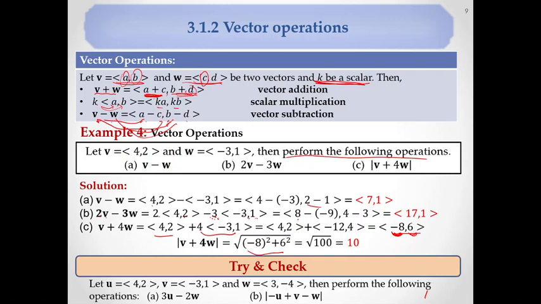These are not hard to do. Just stop the video, try to do it yourself. So I will do it quickly. So 3u will be 12, 6, and minus 2w is 6, minus 8, and then this will be 6, and minus 8 plus 14. So if I'm not wrong, it has to be this.